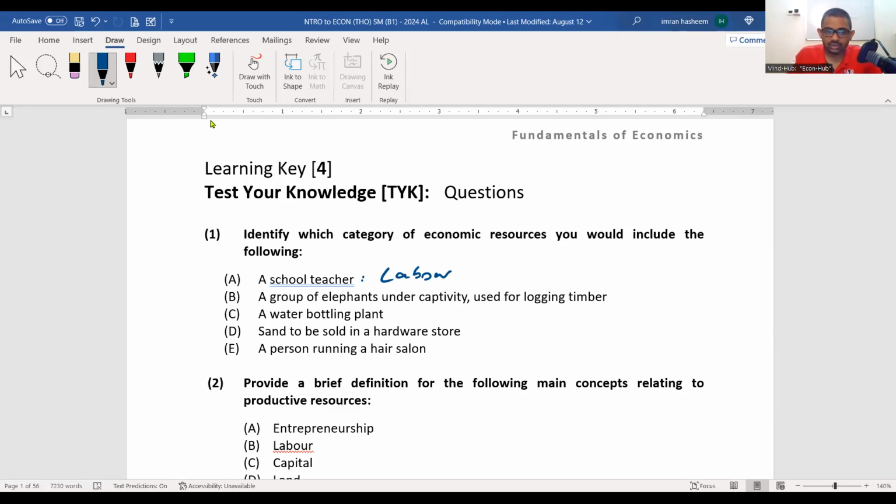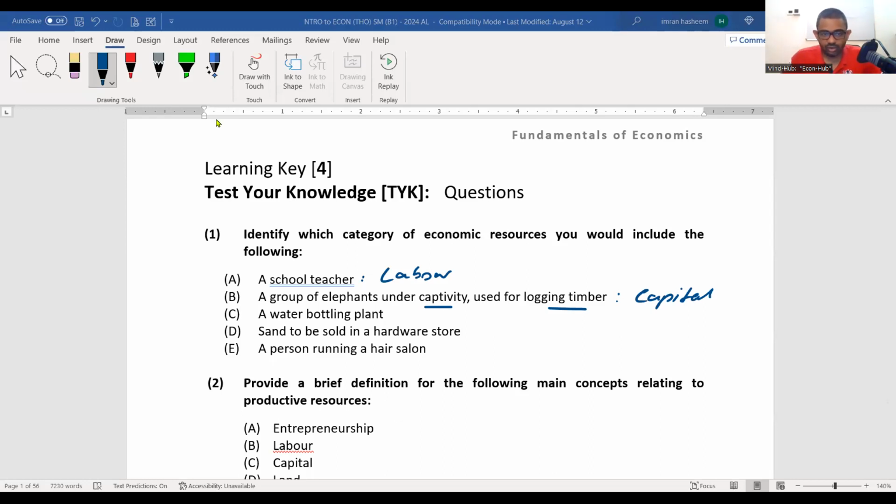A group of elephants under captivity used for logging timber. Land or capital? Not a group of elephants in the wild. Yes, very good. Basically capital. They are under captivity. They are used for economic purpose.